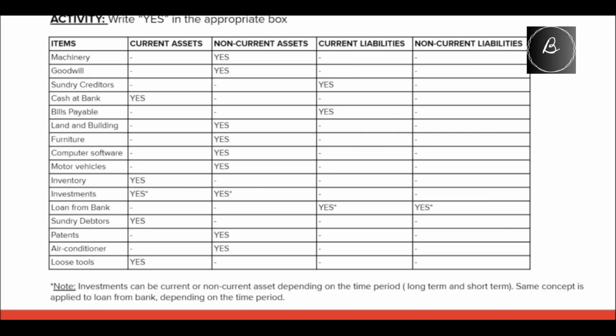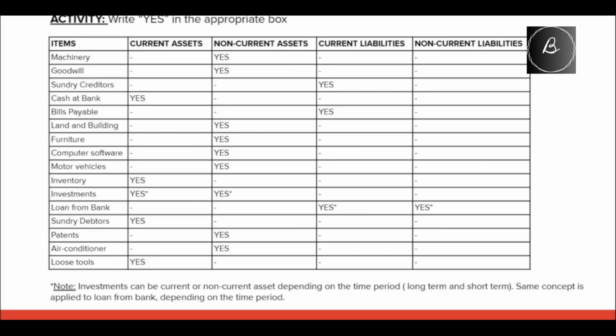Machinery will be a part of your non-current assets, as we have not bought them for the purpose of sale but to increase the earnings of the business. Goodwill too, just like machinery, would fall under your non-current assets. But it's important to remember that this will be a part of your intangible assets.